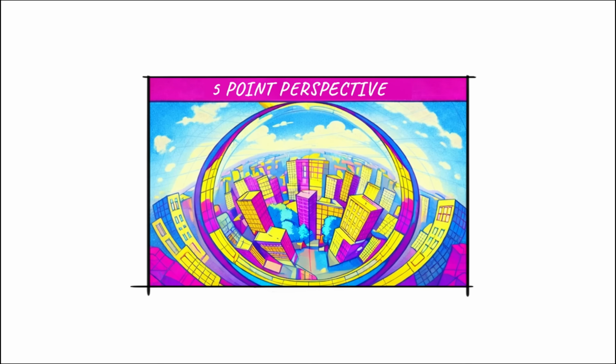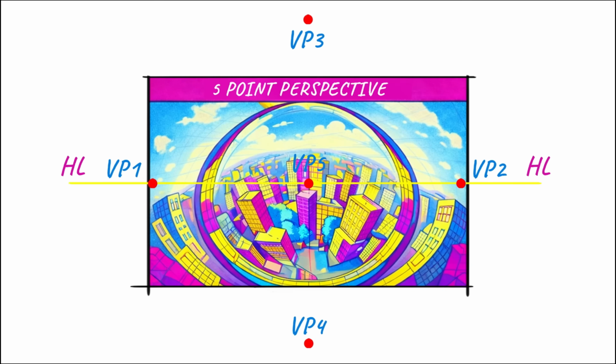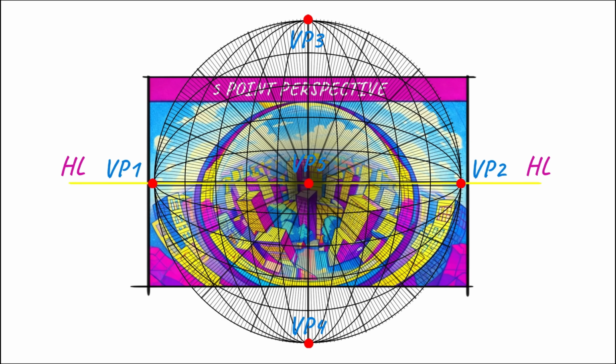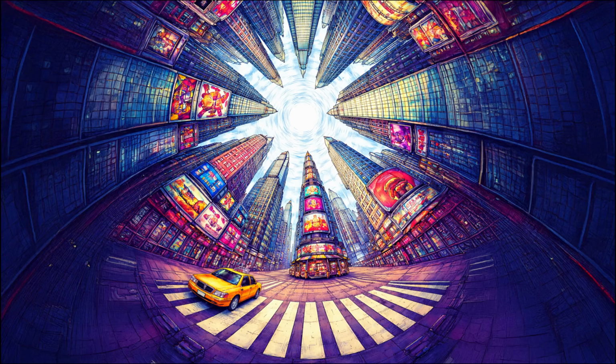Five-point perspective, or curvilinear perspective, is a highly complex technique that incorporates multiple vanishing points and curved lines to represent extremely wide or distorted views. This method is often used in surreal or abstract artworks to create mind-bending and non-conventional spatial representations.